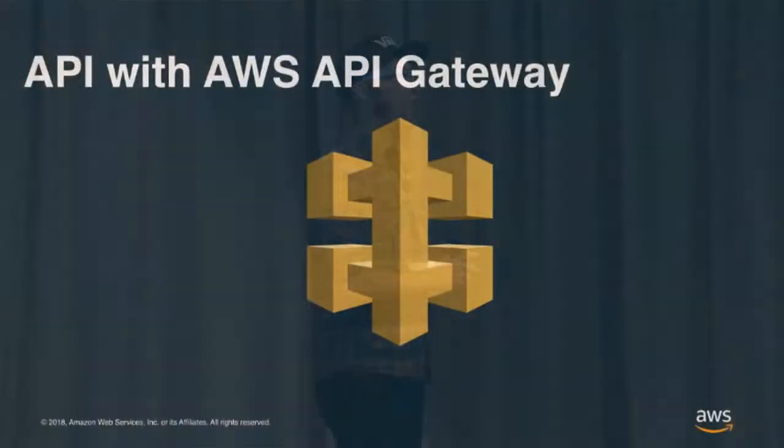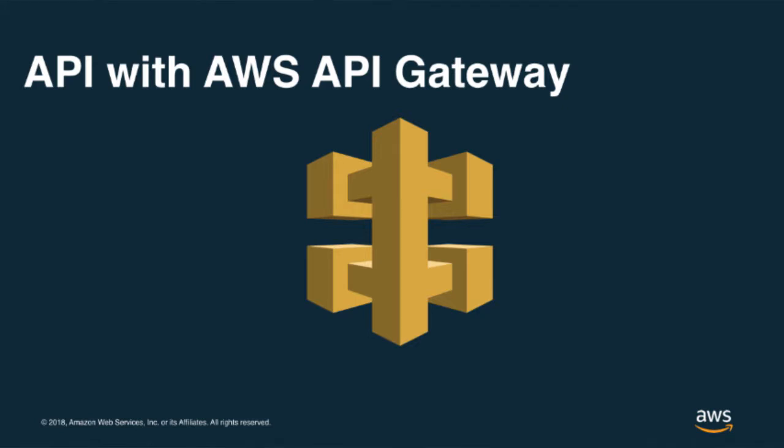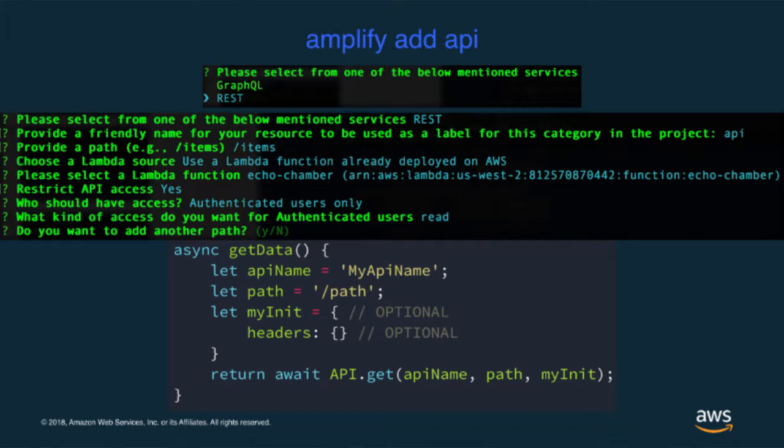Here we go. We also have API support, and we're getting pretty close to the next slide after this, which is about GraphQL, so we'll talk more about that too. But this is a regular REST API that you're probably very familiar with by now. And it utilizes API Gateway under the covers. So if we look, again, it's the same command. All these categories that we saw at the beginning get added through this simple CLI command, amplify add API. It'll ask you some questions too.